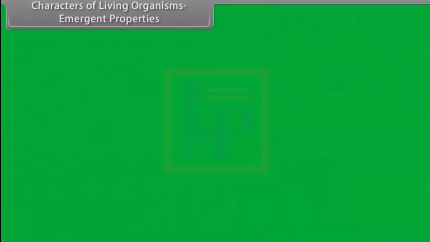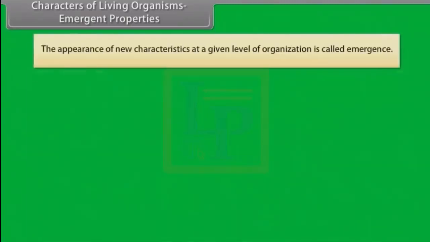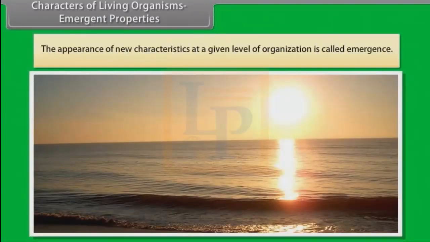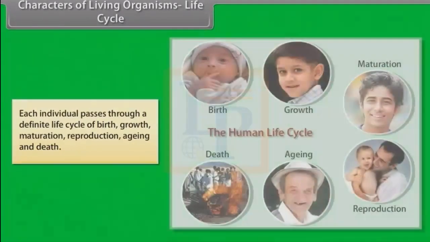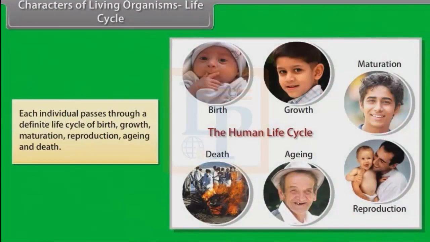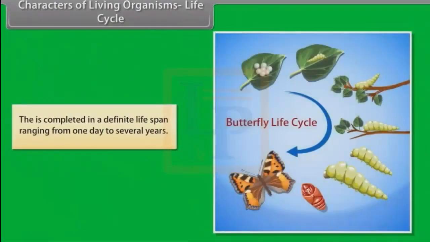Characters of living organisms. Emergent properties. The appearance of new characteristics at a given level of organization is called emergence. Characters of living organisms. Life cycle. Each individual passes through a definite life cycle of birth, growth, maturation, reproduction, aging, and death. This is completed in a definite lifespan ranging from 1 day to several years.